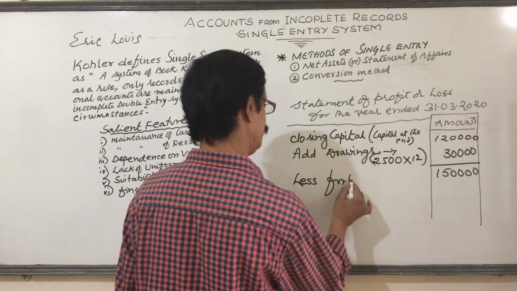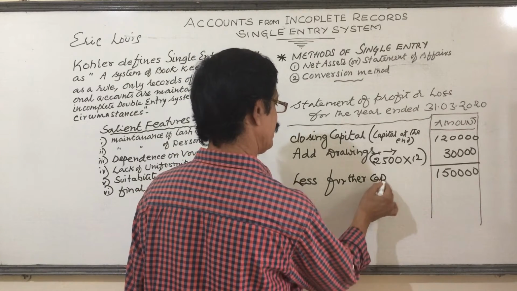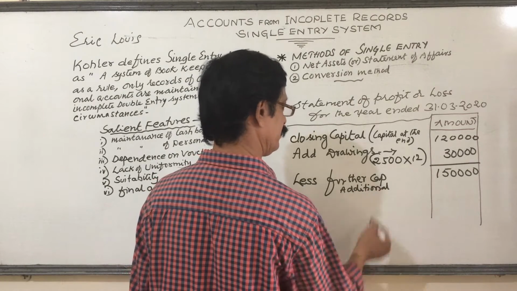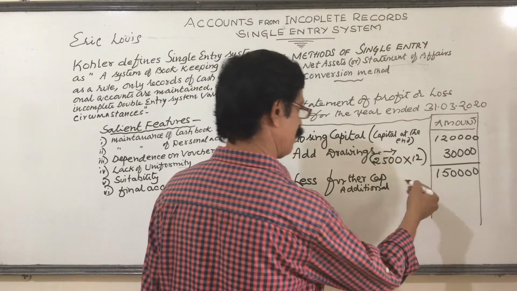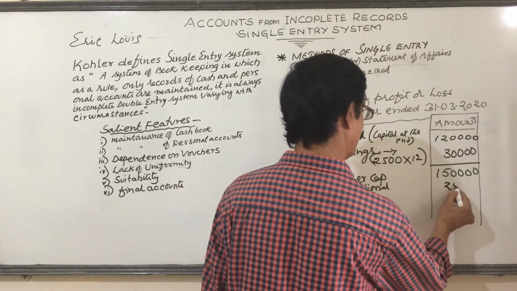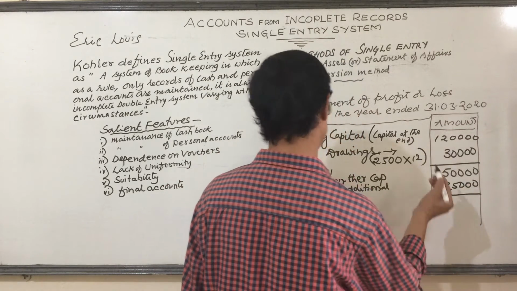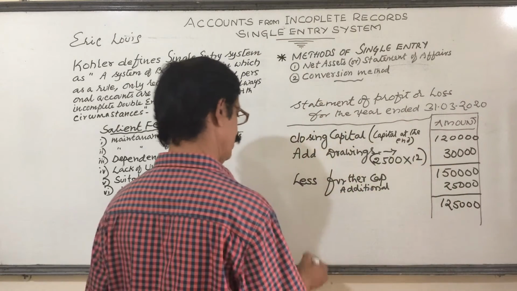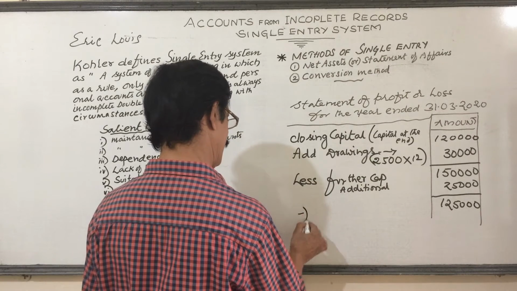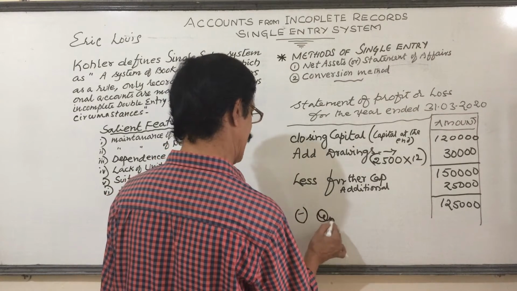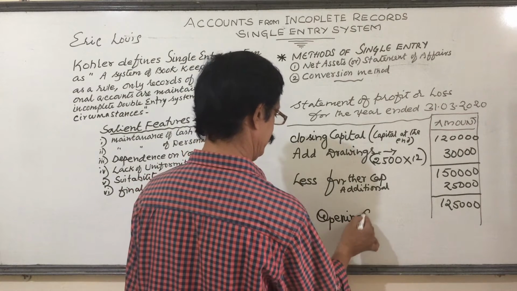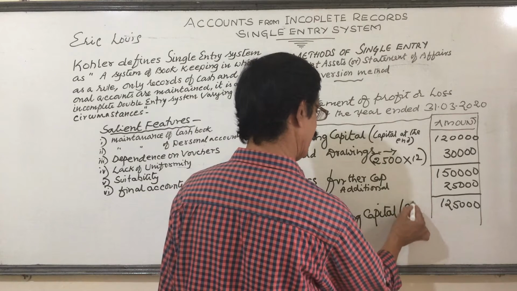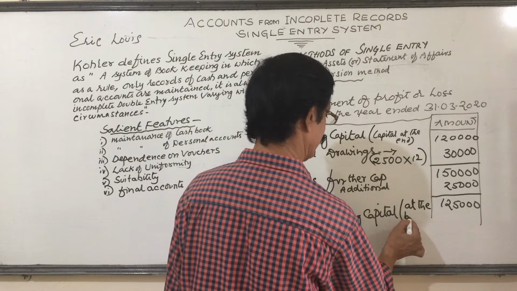Less further capital, also called additional capital introduced by the proprietor. Suppose he introduced 25,000. So 1,25,000 now, minus opening capital, which is also called capital at the beginning of the year.